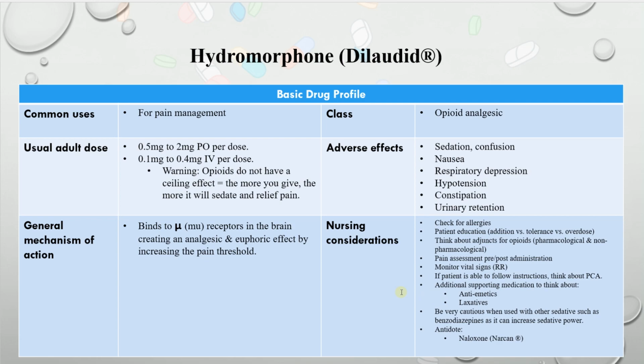If there is a case where the patient is very lethargic or unarousable after giving hydromorphone, your antidote is going to be naloxone, brand name Narcan. And what this medication is going to do, it has a higher affinity for these mu receptors, and it's going to kick the hydromorphone off the brain temporarily so the patient can wake up. But it's very short acting, so you might need to give that over a longer period of time.